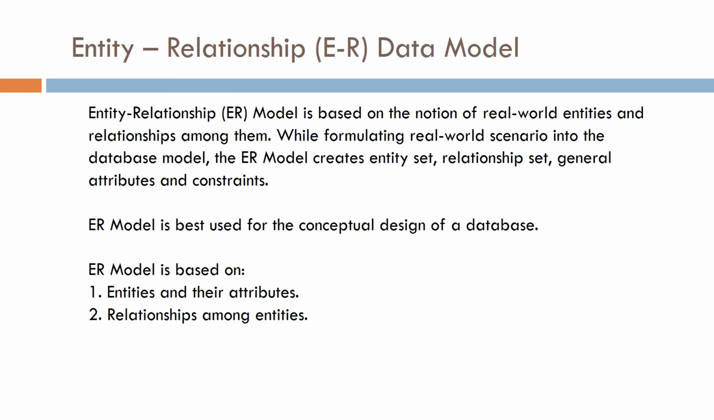Entity relationship data model. The entity relationship data model is based on the notation of real world entities and the relationships among them. In short, it is known as a ER data model. While formulating real world scenarios into the database model, the ER model creates entity set, relationship set, general attributes, and constraints. ER model is best used for the conceptual design of a database. ER model is based on two things, and that is entities and their attributes, and second is relationships among entities.